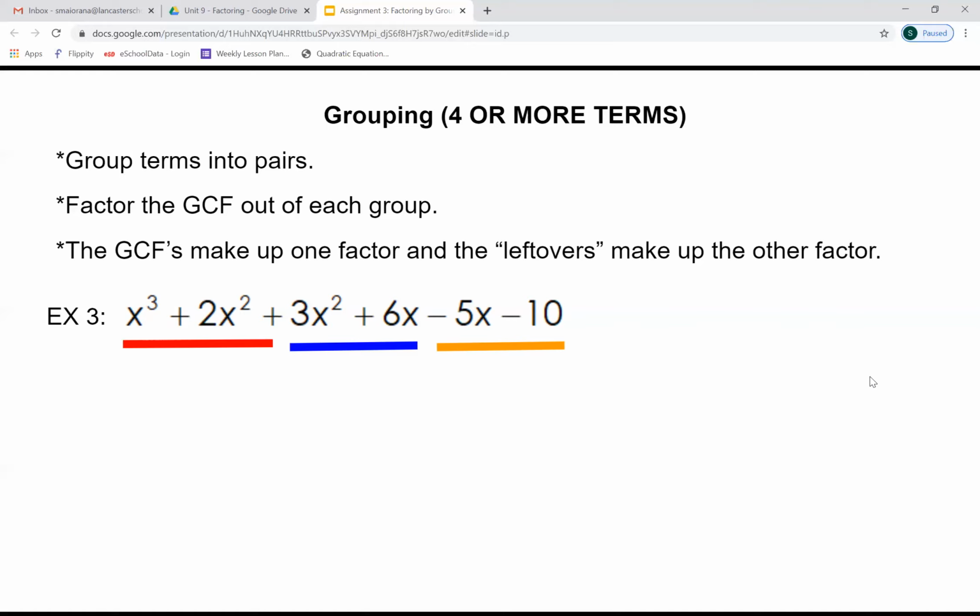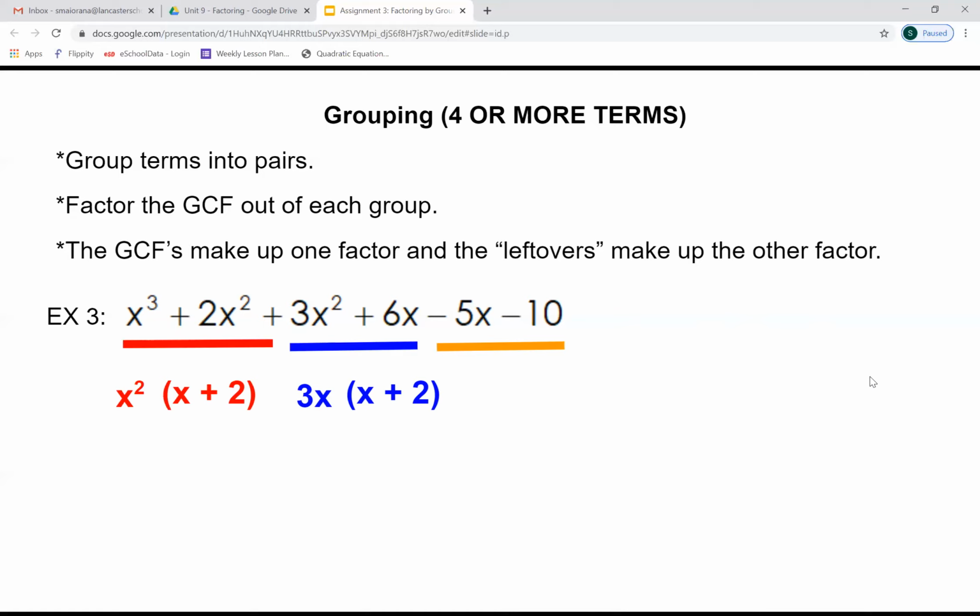So looking at the red group, the biggest thing they have in common is an x squared. And when I divide that out, I'm left with x plus 2. Looking at the blue group, the biggest number they have in common is 3, and I can take an x out of each. So 3x is my GCF. When I divide that out from both of my terms in the blue group, I'm left with x plus 2, which again makes sense because my leftovers are supposed to match.